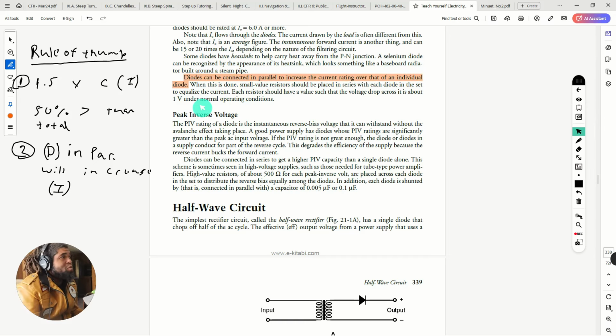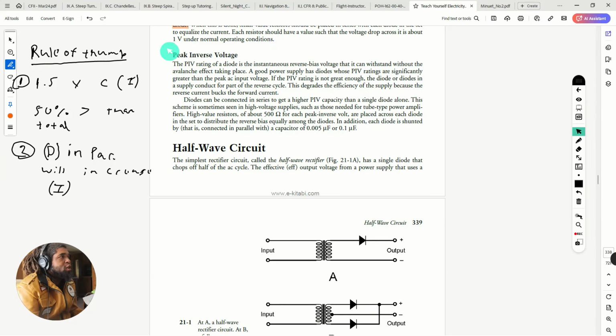When this is done, a small value resistor should be placed in series with each diode in the set to equalize the current. Each resistor should have a value such that the voltage drop across it is about 1 volt under the normal operating conditions.